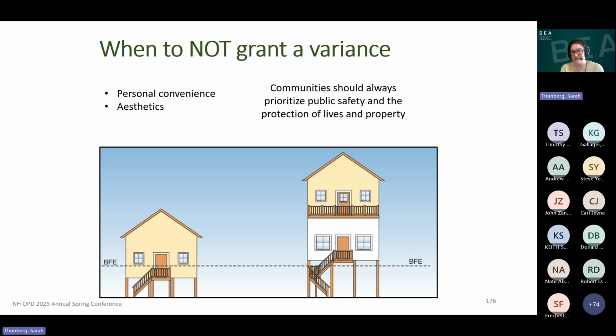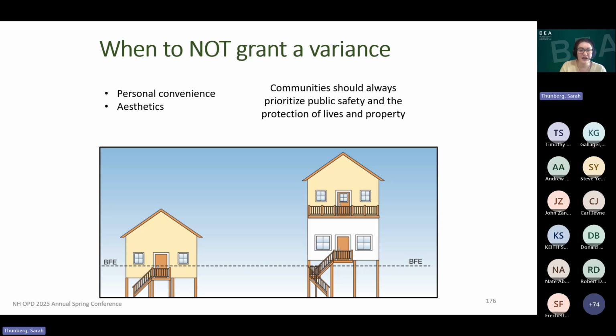That unfortunately is not a good enough reason because of the inherent risk associated with floodplain development. Also, aesthetics is not a good enough reason to grant a variance.